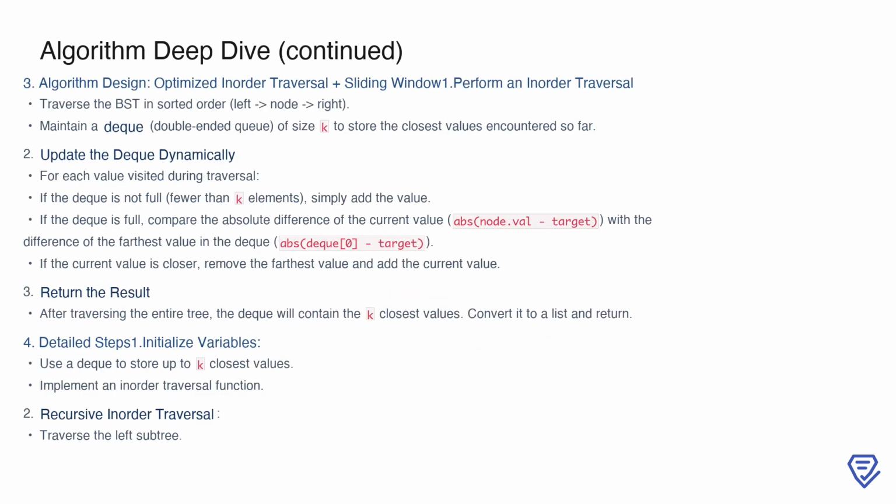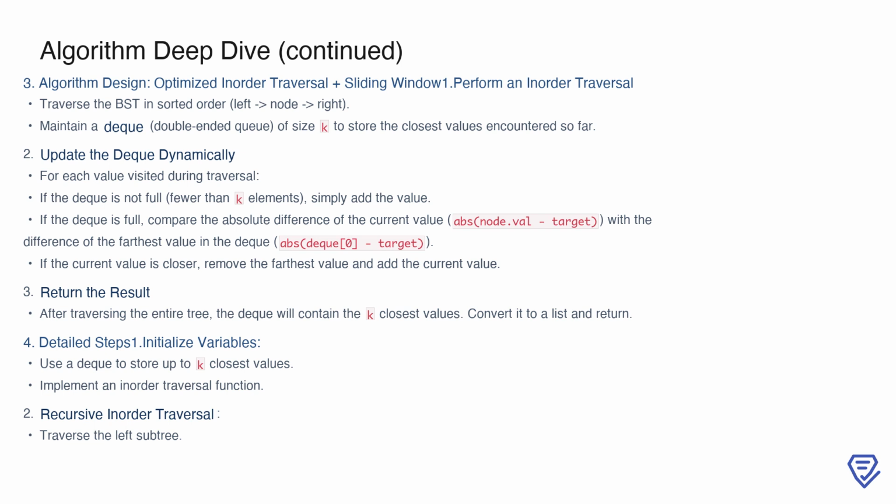One efficient approach to solve this problem is to use an optimized inorder traversal combined with a sliding window technique. The algorithm begins with an inorder traversal of the BST, which processes nodes in sorted order, starting from the leftmost node, then the current node, and finally the right subtree. During this traversal, we maintain a deque of size k to store the closest values encountered so far. Here's how we update the deque dynamically.